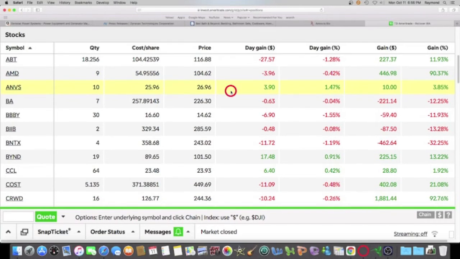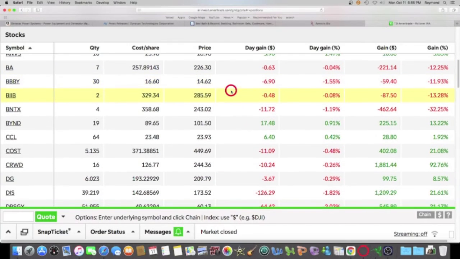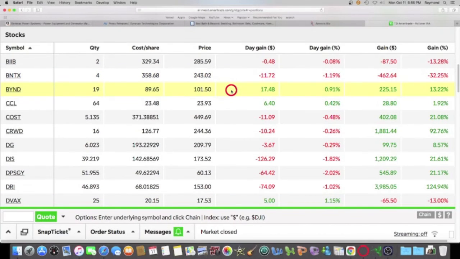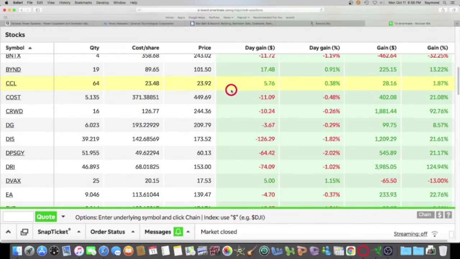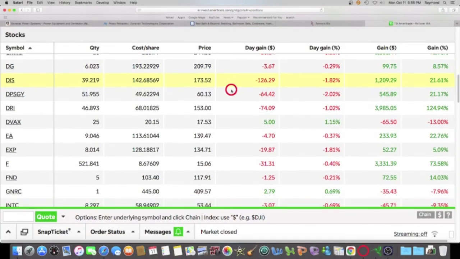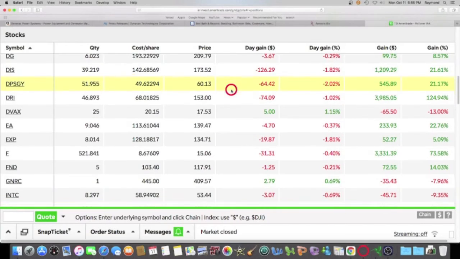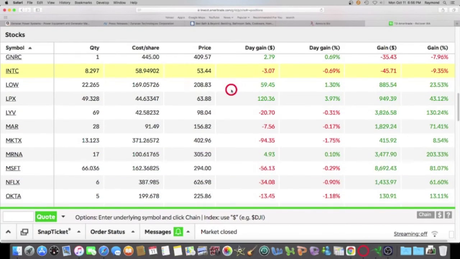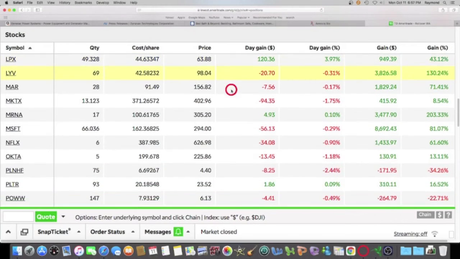And since you guys are looking at this on the video, just pause the video, take your time, look at the numbers. Am I red? Am I green? How am I doing today? How am I doing since I bought the stock? You got all the information right here. And again, you can pause the video and check out what I have.